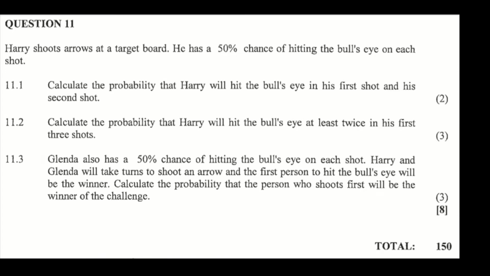We're going to do question 11, where Harry shoots arrows at a target board. He has a 50% chance of hitting the bull's eye on each shot. So 11.1: calculate the probability that Harry will hit the bull's eye in the first shot and his second shot.